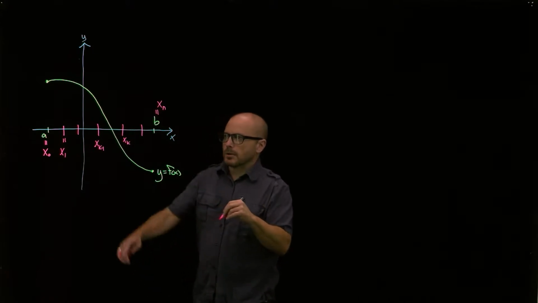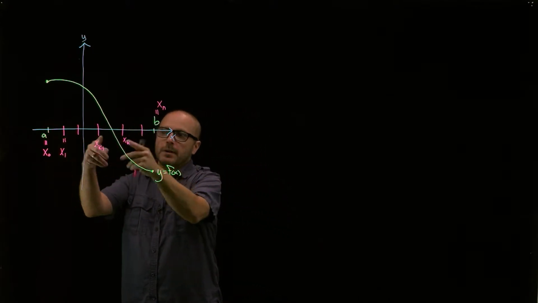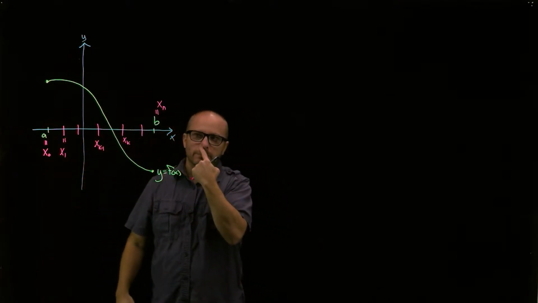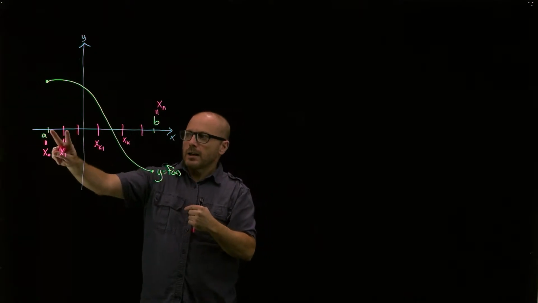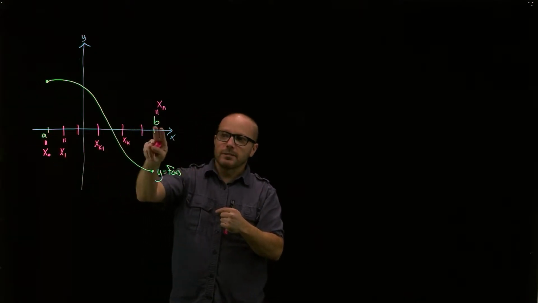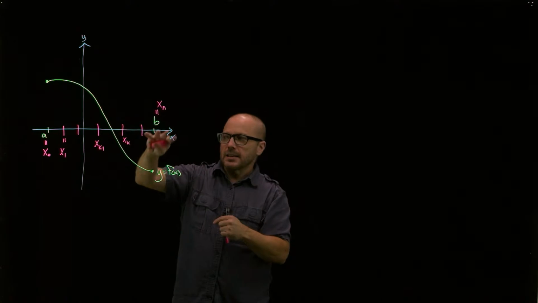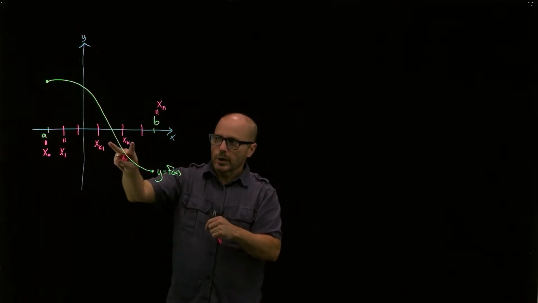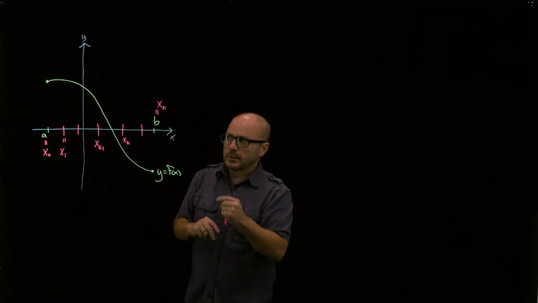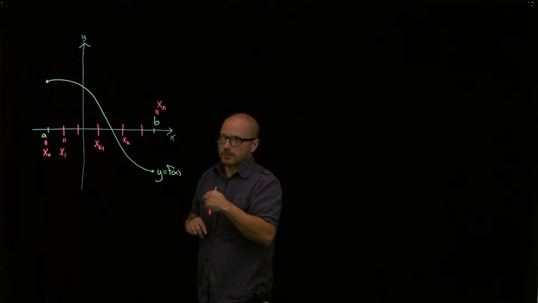So I think I misspoke there a second. I want to say that there's n of them. We're going to look at the kth one. So what do I have here? 1, 2, 3, 4, 5, 6. So my n is 6. I've divided it into 6 subintervals. We're going to look at an arbitrary one when we write our Riemann sum.